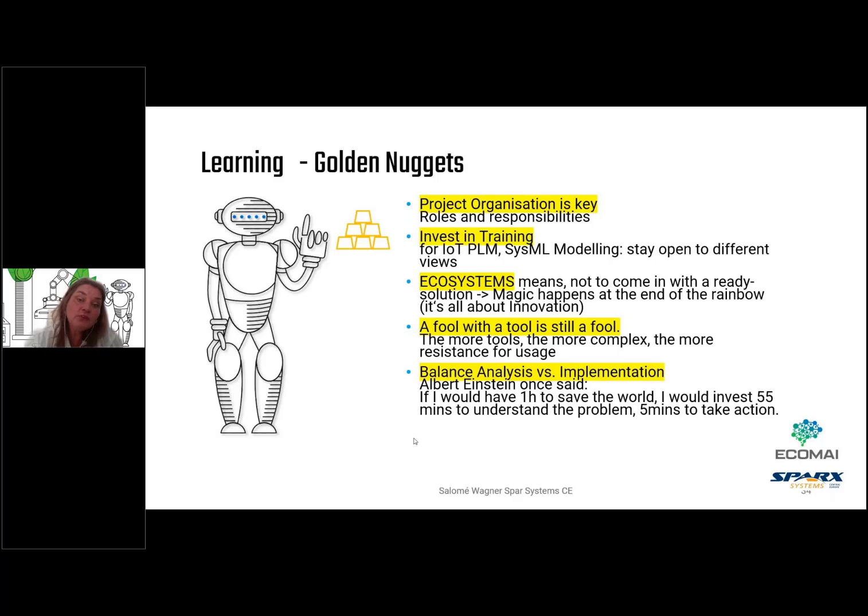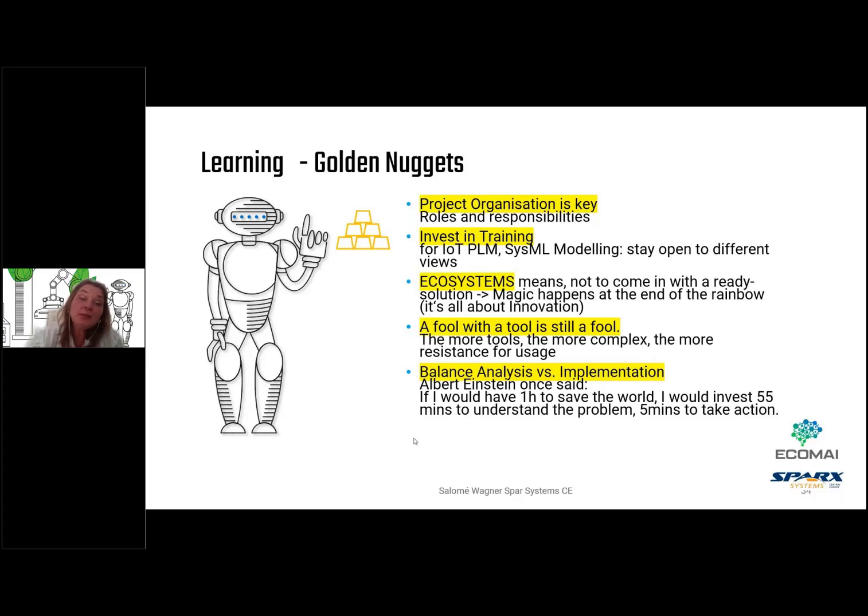So a tool with a tool is still a tool. The more tools you know, the more complex it gets, and also what we saw, the more resistance to usage. So gathering everything together in one model gives a good overview and ensures all the people are on the same page. And yes, this last balance: analysis versus implementation.